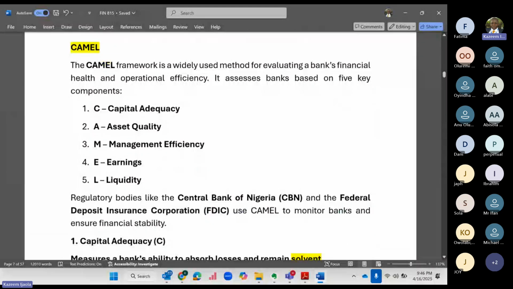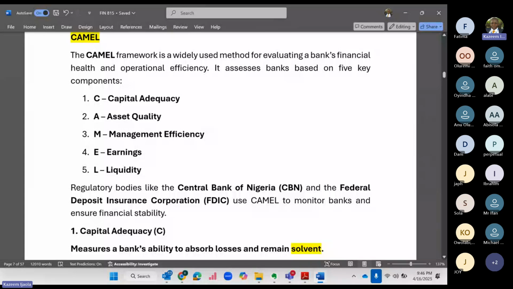The other thing that they use in banks is known as CAMEL. CAMEL stands for C, that's capital adequacy.